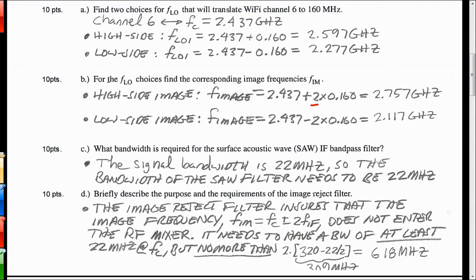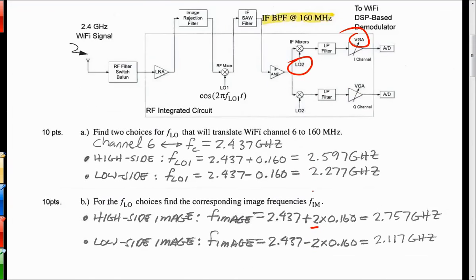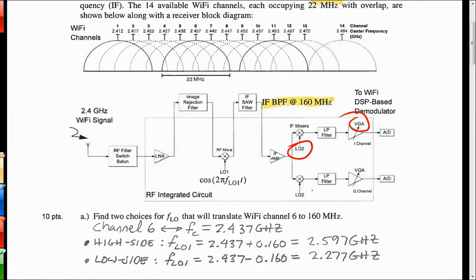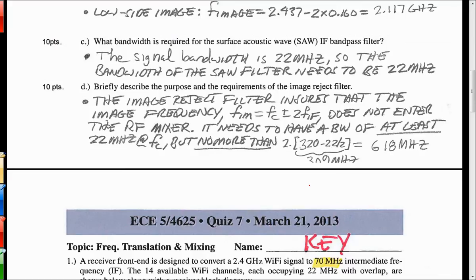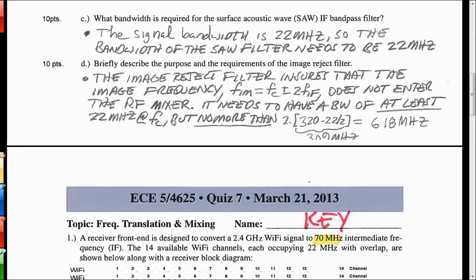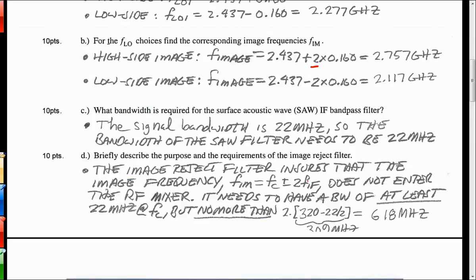Part C was what would be the required bandwidth of the IF bandpass filter. Well, you look at the bandwidth of any one channel, and it's 22 megahertz. So that would be sufficient. You wouldn't really want it any wider than that because then you would be letting energy in from an adjacent channel.